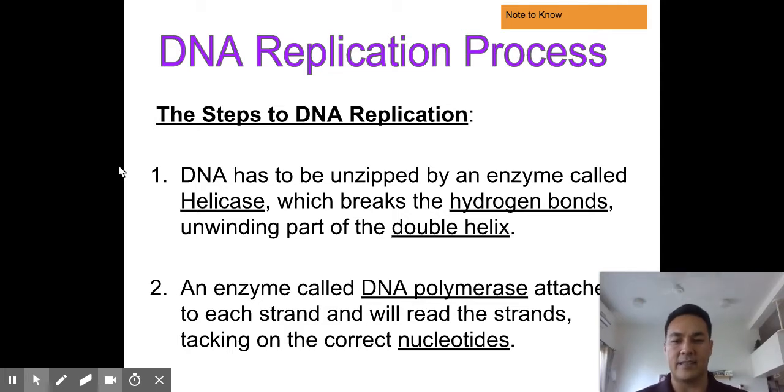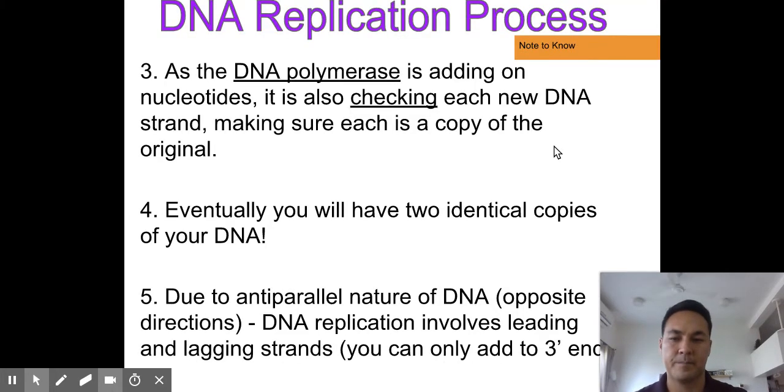Hopefully you got that the DNA's unzipped by an enzyme called helicase. Helicase is going to break those hydrogen bonds and unwind it. An enzyme called DNA polymerase attaches to each strand and it's going to add on the correct nucleotides. It also proofreads as it does this. There's more enzymes than that. I had you model topoisomerase in class, which relieves tension on the winding coils, etc. And there's other ones as well.